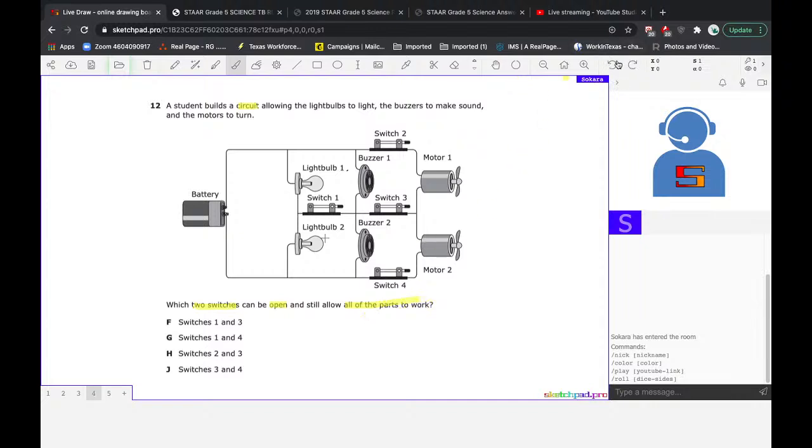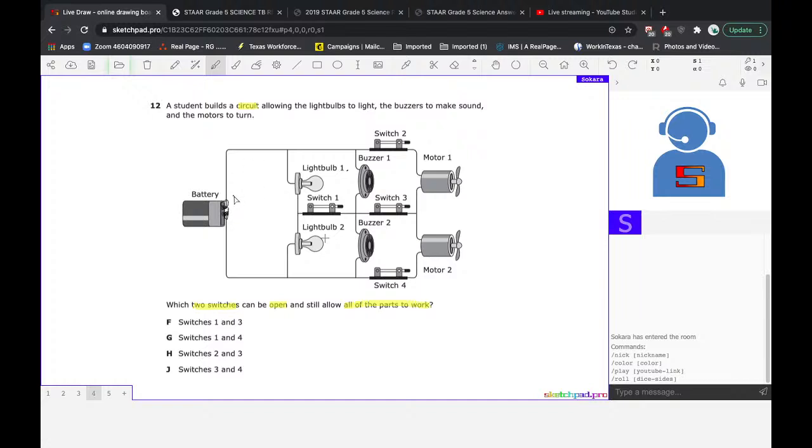Alright, so we want to know which circuit or which switch here, there are 4 switches, can be open and still allow the parts to work. We need all of these to work, the light bulbs, the buzzers, and the motors. So it needs to be a full circuit connecting to all of these, and there needs to be a pathway from this part of the battery to this part of the battery. There needs to be a full path.